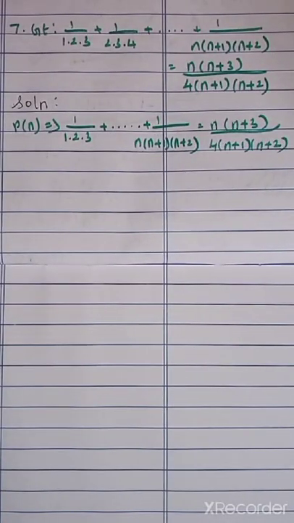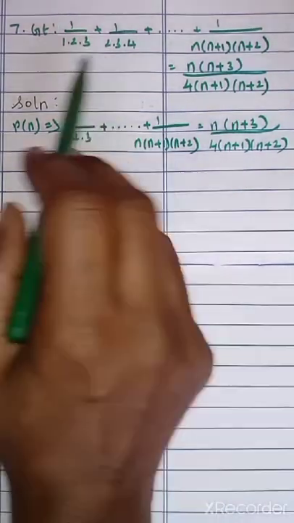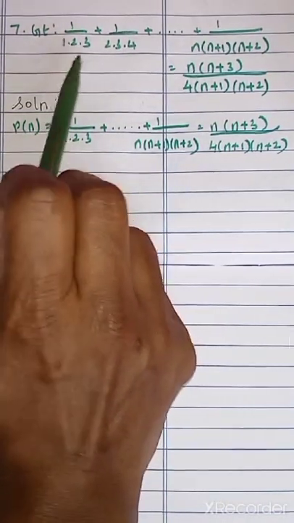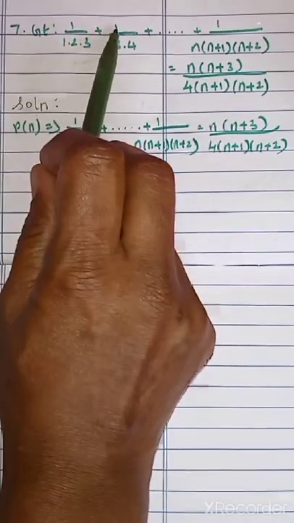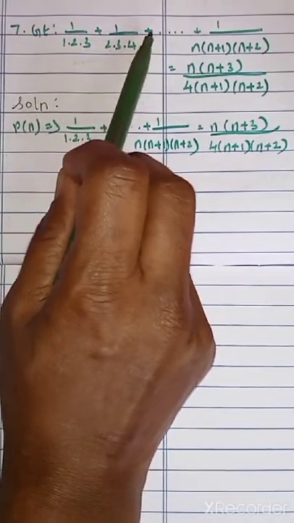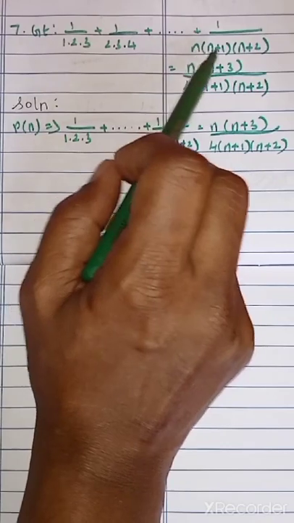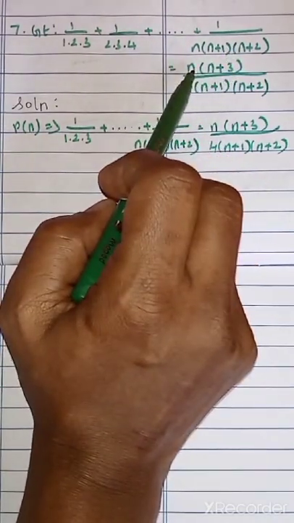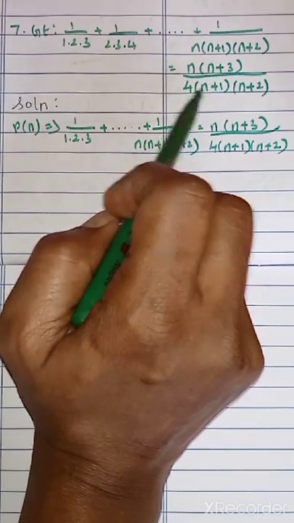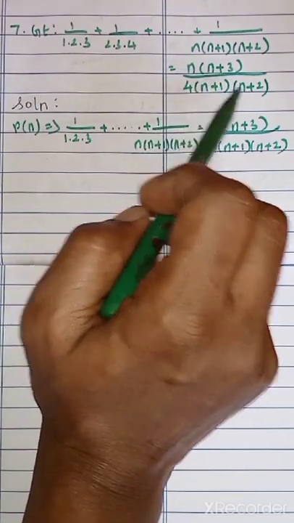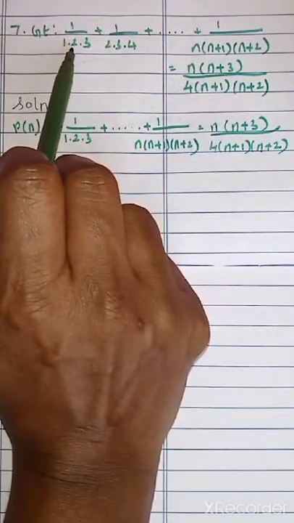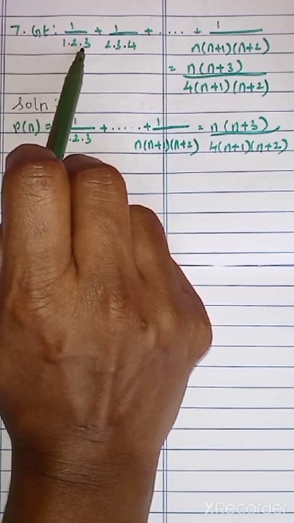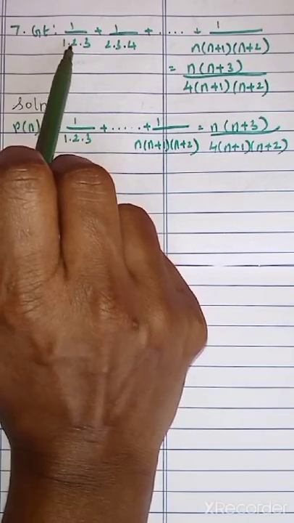Next question, 7th one. Using the mathematical induction, show that for any natural number n, we have to prove that 1 by 1 into 2 into 3 plus 1 by 2 into 3 into 4 etc. up to 1 by n into n plus 1 into n plus 2, which is equal to n into n plus 3 by 4 into n plus 1 into n plus 2. Okay, this one you should not read as a dot, this is multiplication. So 1 into 2 into 3.